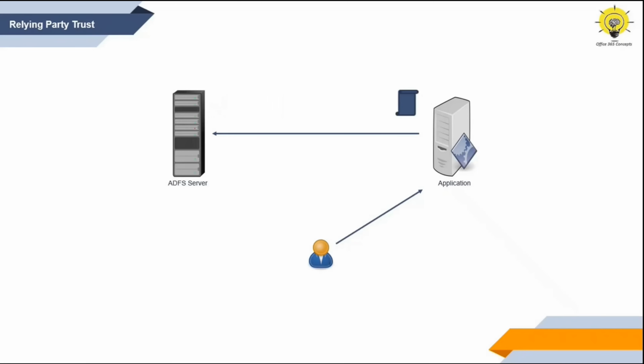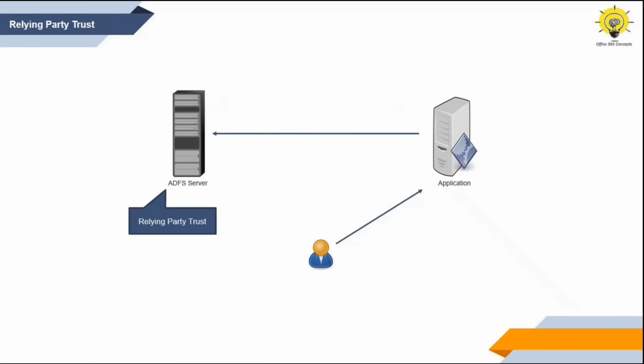But the question is how ADFS server will identify whether the request coming from this application is a valid request or not. How will ADFS server identify whether this request should be entertained, or know that it has to issue a security token to this particular application? There has to be something so that ADFS server can trust this application. There has to be a trust between ADFS and the application so that ADFS can accept the request from the application and issue a token to that particular application.